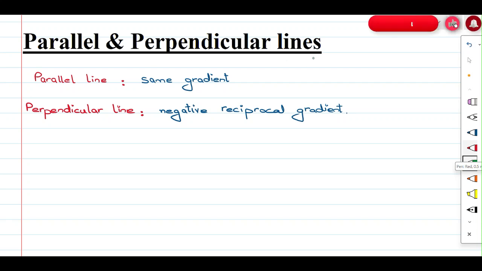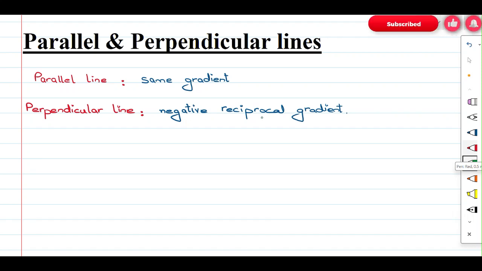Parallel and perpendicular lines. Okay, so how do we figure out the equation of the line when two lines are parallel and when two lines are perpendicular to each other? Now first we need to learn the key concept that when two lines are parallel, then they have the same gradient. Keep that in mind. And when two lines are perpendicular to each other, their gradients are negative reciprocals of each other.